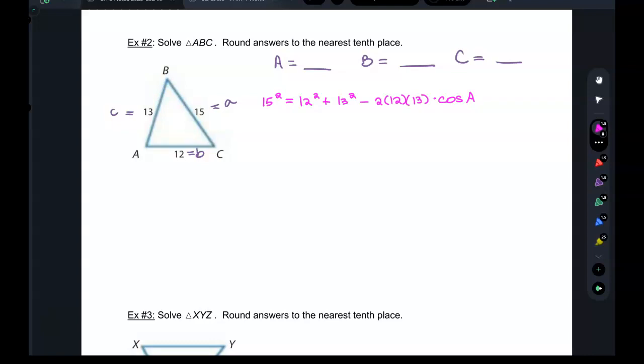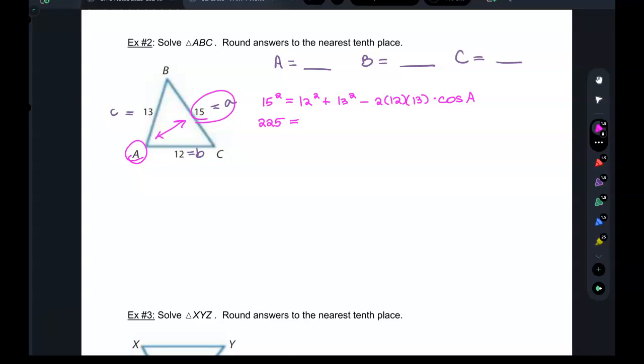Remember, we want to choose the angle and the side that are opposite each other. Good. So we're just plugging into that same formula. So what's that going to give us? That's going to give us 225 equals 144. Okay, add those together.